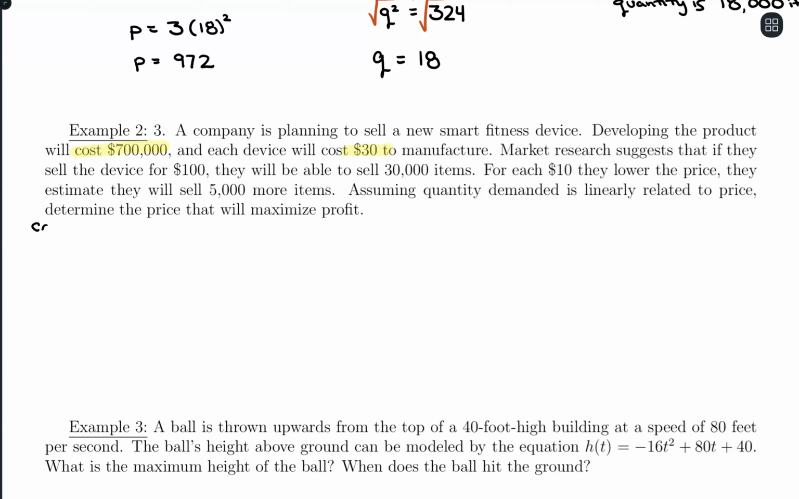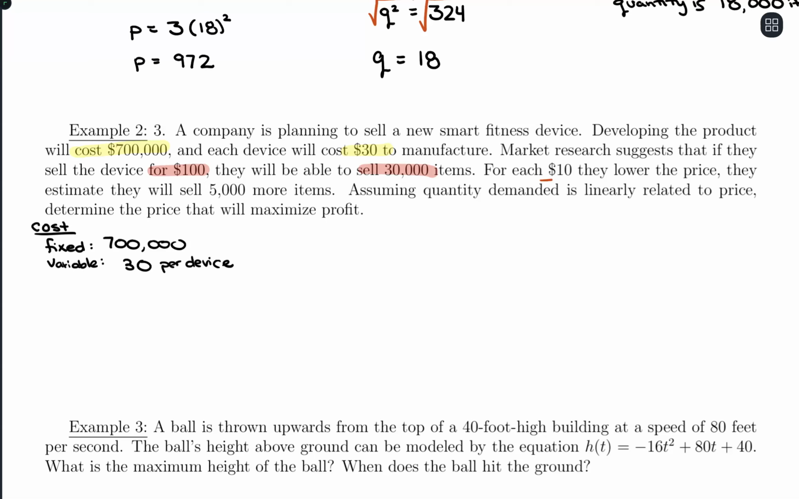So in terms of cost, we have two pieces of information. There's this fixed cost of $700,000. And then there's this variable cost coming from $30 per device. All right. Market research suggests that if they sell the device for $100, they will be able to sell 30,000 items. So I'm just going to highlight that. So if they set the price of $100, they can sell 30,000 items.